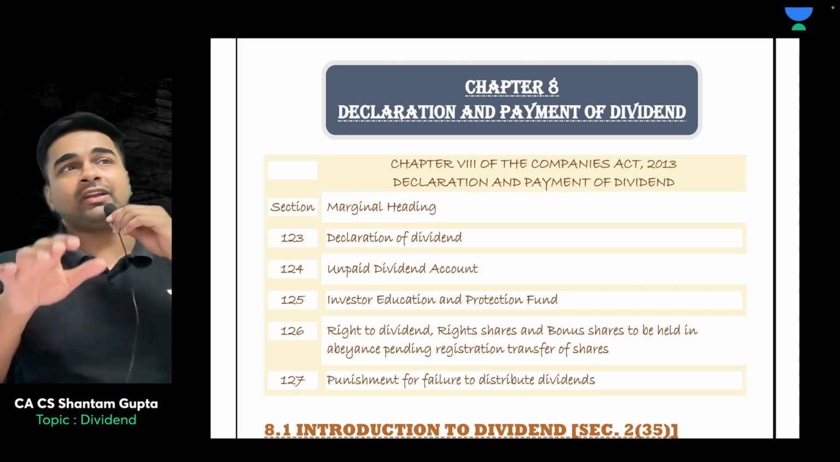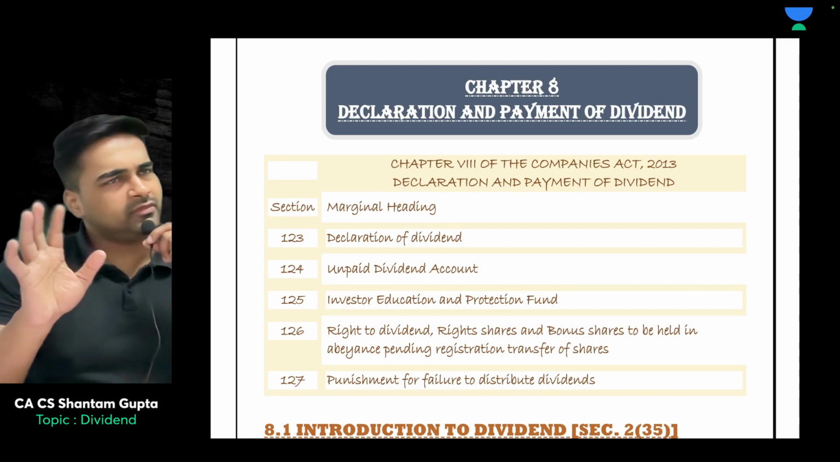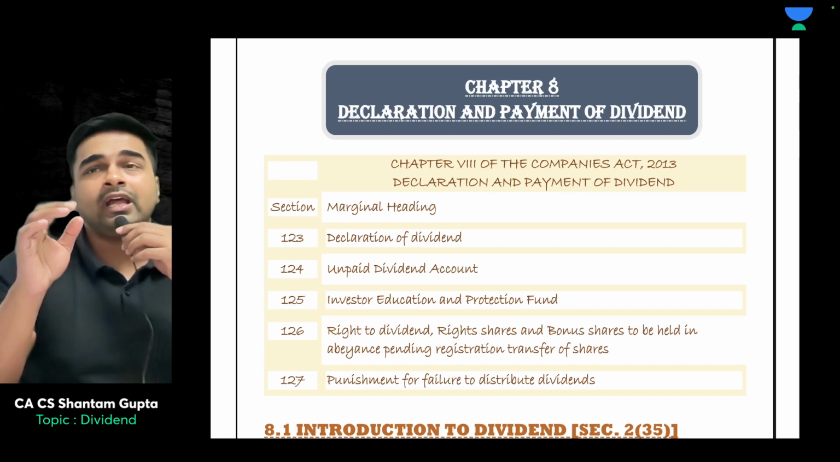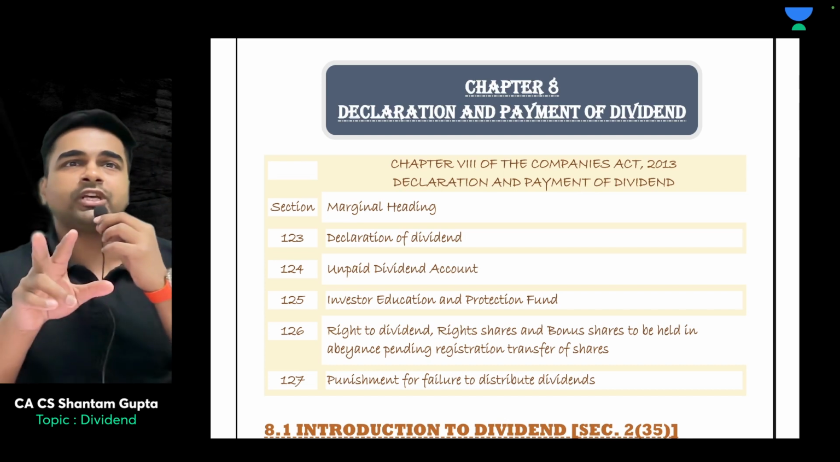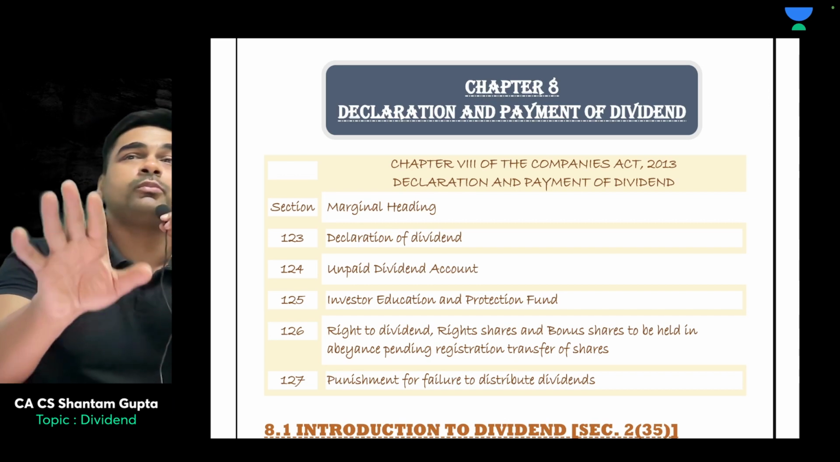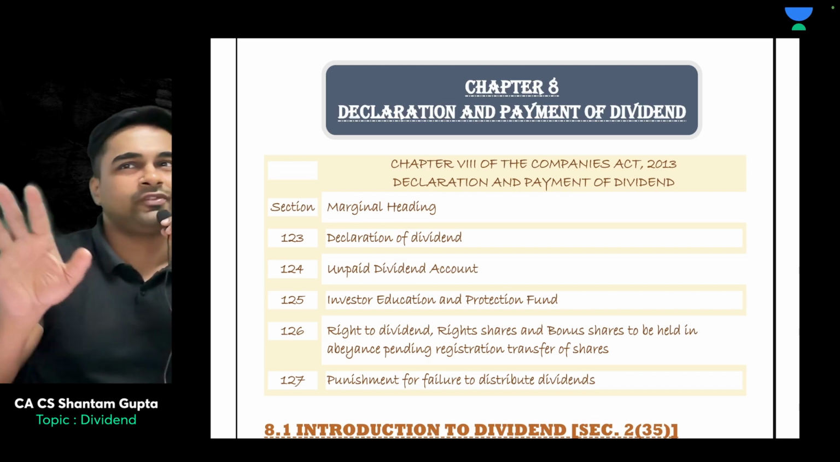Okay. But when it comes to interim dividend, it's very easy. Interim dividend is the dividend which is directly declared by the board. Interim means between two general meetings and there is no involvement. Understand this, there is no involvement of members in case of interim dividend.